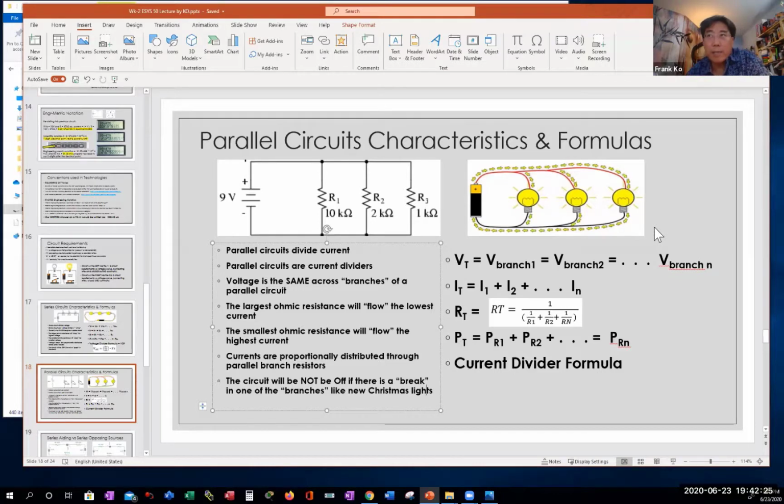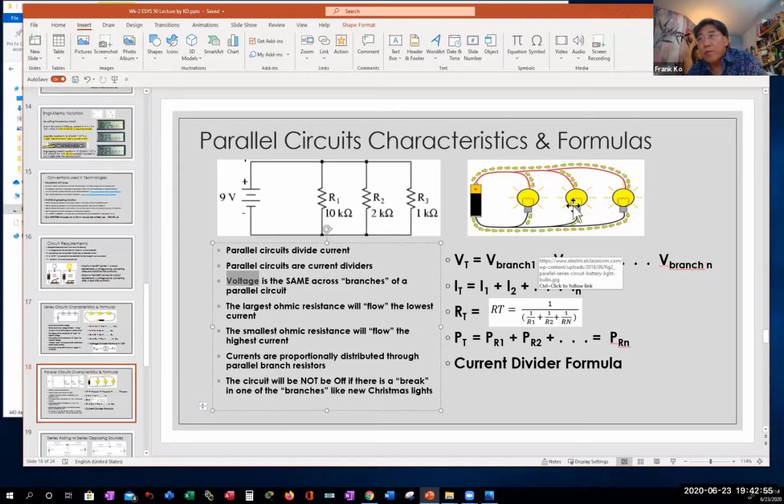Take a look at my illustration on the right. It shows 3 light bulbs. All 3 light bulbs are hooked up to the same voltage source. The voltage that I measure across the first lamp is the same amount, which is the 1.5 volt battery. The voltage across the second lamp and third lamp are also 1.5 volts, because what's the same across the branches of the parallel circuit? Voltage is the same across the branches of a parallel circuit.